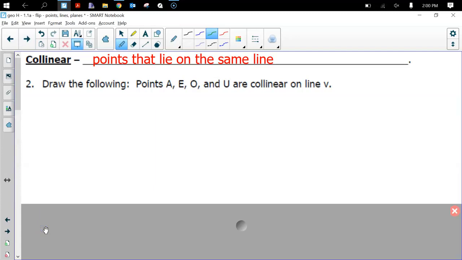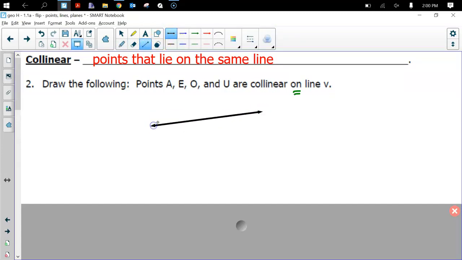And here's a drawing. Points A, E, O, and U are collinear on line V. Sometimes with these drawings, you'll have trouble picturing the entire thing. But if you think about this, all of this stuff is happening on line V. So start by drawing line V and then worry about decoding the rest of it. It's called line V, a single letter. That means it's just going to be a label near one of the arrows. It doesn't represent a point, it's just a label. Then A, E, O, and U are collinear on it. So they are points on line V, four of them.